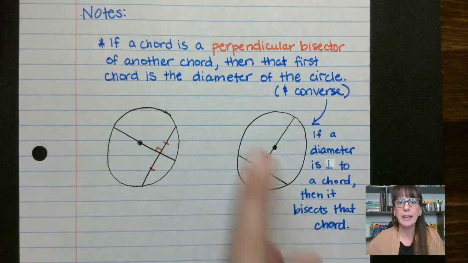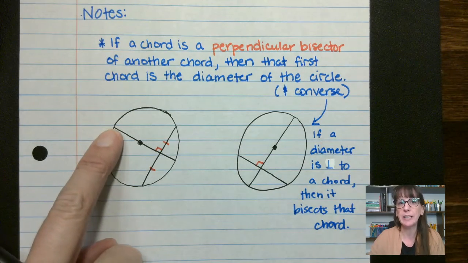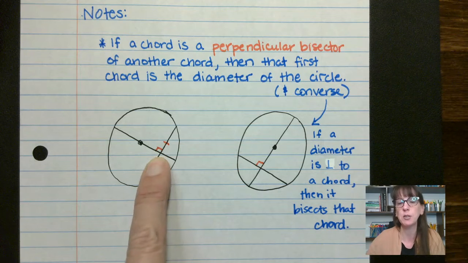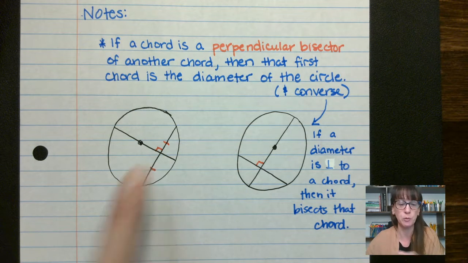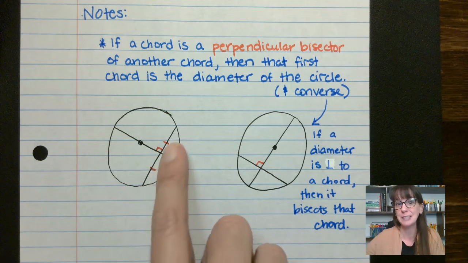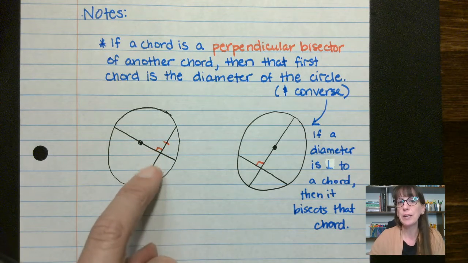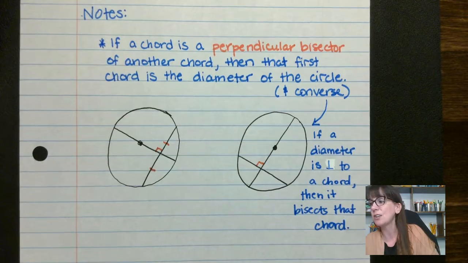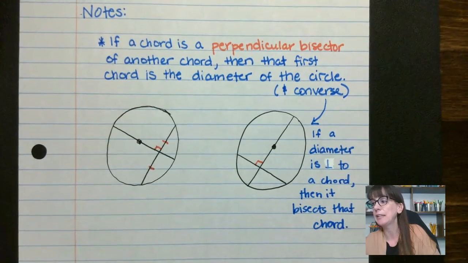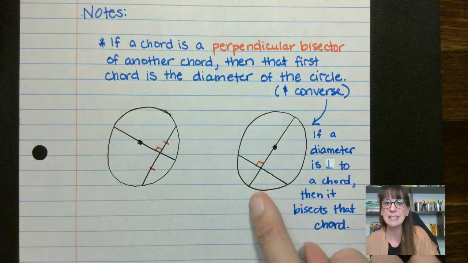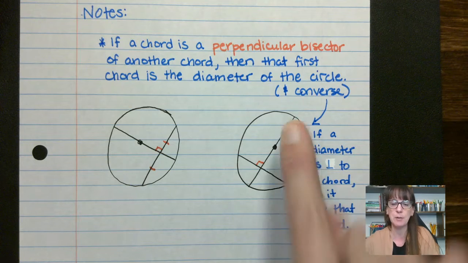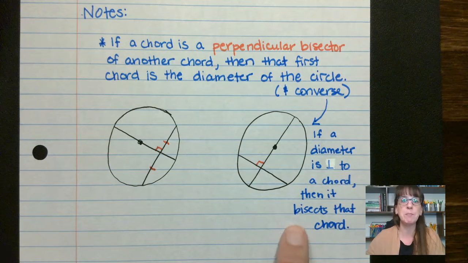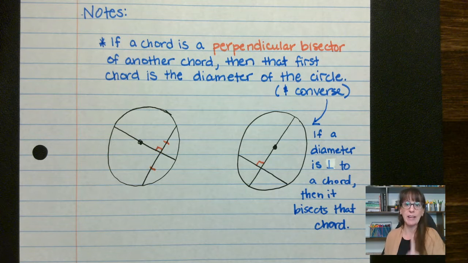So we know that in this first one, if a chord is a perpendicular bisector, and I know this is a perpendicular bisector because I have a perpendicular angle, shown as a right angle right there. I know it's a bisector because it cut these two in half. So if I have both those things, then I know that this first chord here is also a diameter. Now, the converse of that is if I know that this is a diameter and I know that it's perpendicular to a chord, then it bisects that chord.